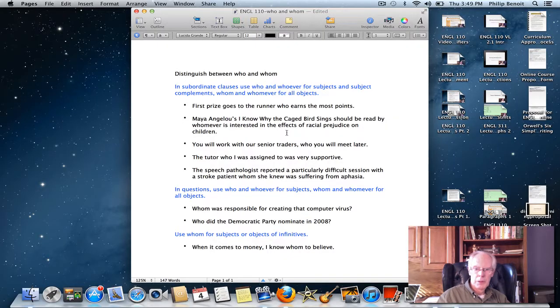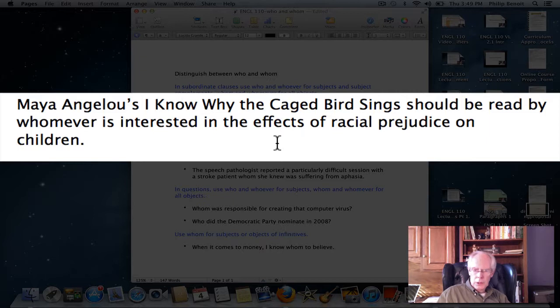Let's look at another example here. "Maya Angelou's I Know Why the Caged Bird Sings should be read by whomever is interested in the effects of racial prejudice on children." So again, we have the form whomever coming right after the word by. So we're tempted to think that we're talking about whomever as the object of the preposition again, and that would be correct if it were, but it's not because the subordinate clause is "whomever is interested in the effects of racial prejudice on children," modifying the rest of the sentence here and connected to that independent clause.